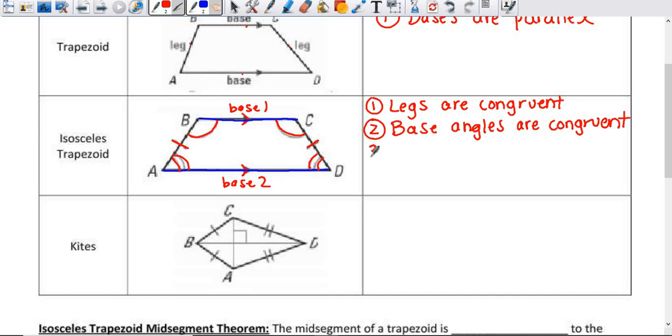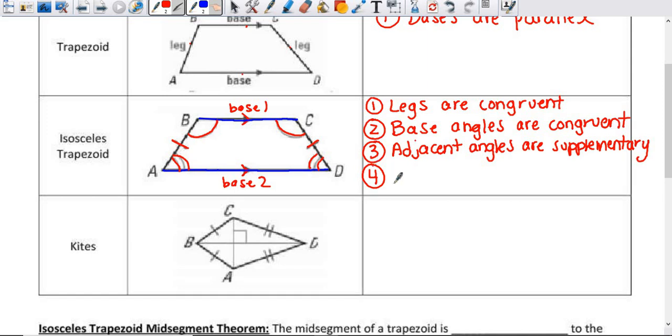And actually, that is property number 3, is that then adjacent angles are supplementary. So the ones that are next to each other that do not share a base would be supplementary. And then our last property is that diagonals are congruent.